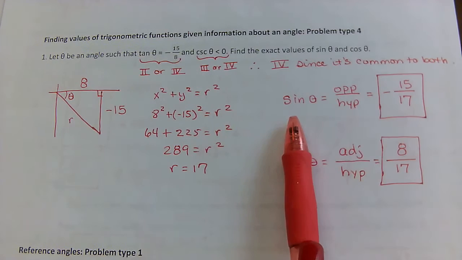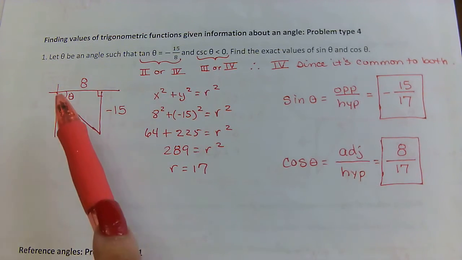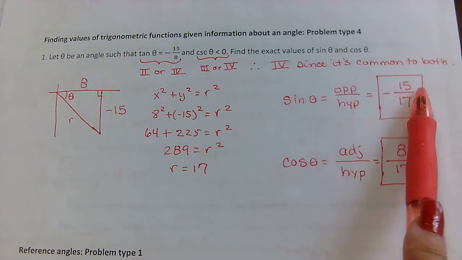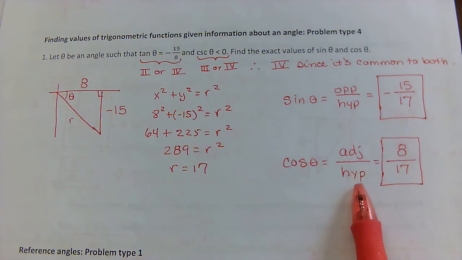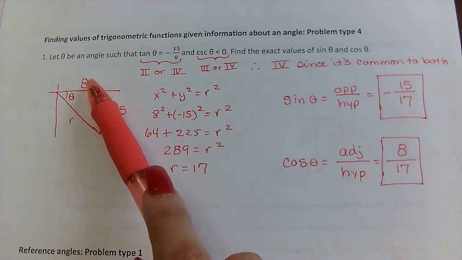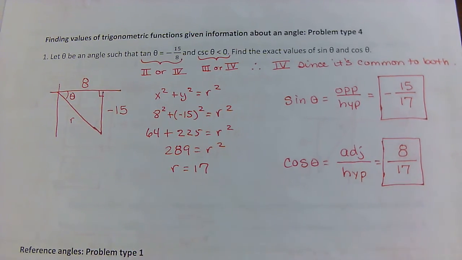Okay, so what is sine? Sine is opposite over hypotenuse. Opposite, negative 15, over radius, 17. Cosine is adjacent over hypotenuse. Adjacent is 8 over 17.